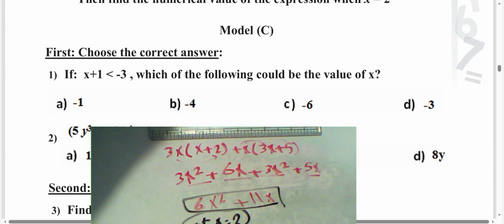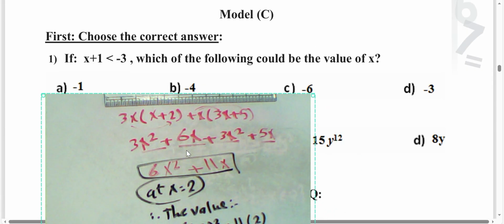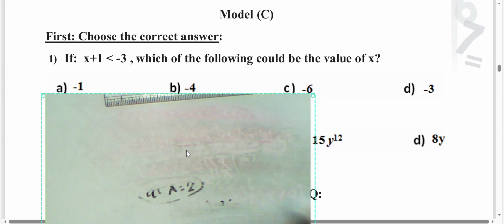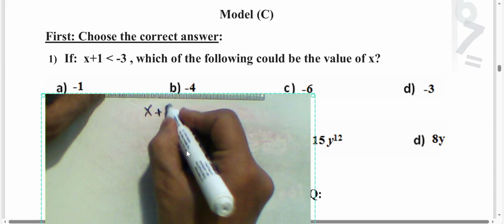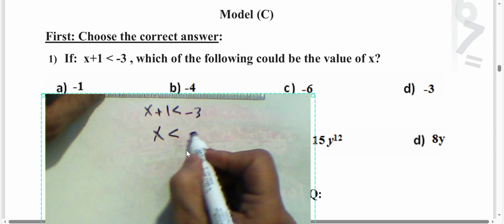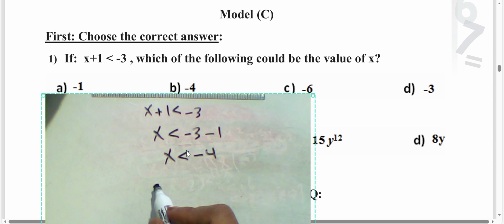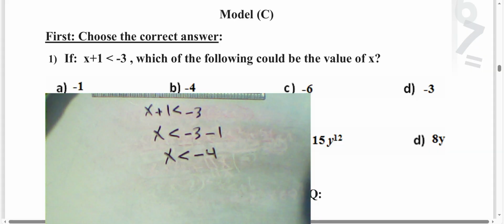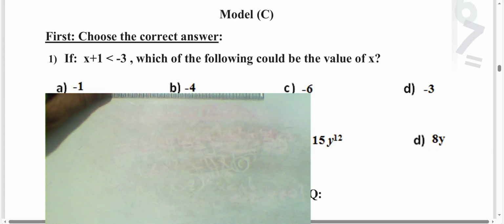Model C. Choose the correct answer. x plus 1 less than negative 3. Which of the following could be the value of x? Look at here with me for the first solution. We must move 1 from the left hand side to the right hand side and change the sign. x less than negative 4. What is the number less than negative 4? Choose letter C. Negative 6 is less than negative 4.